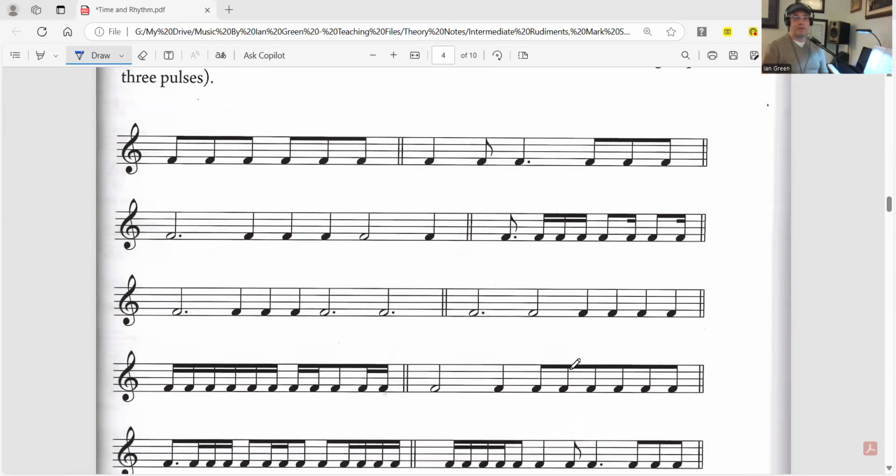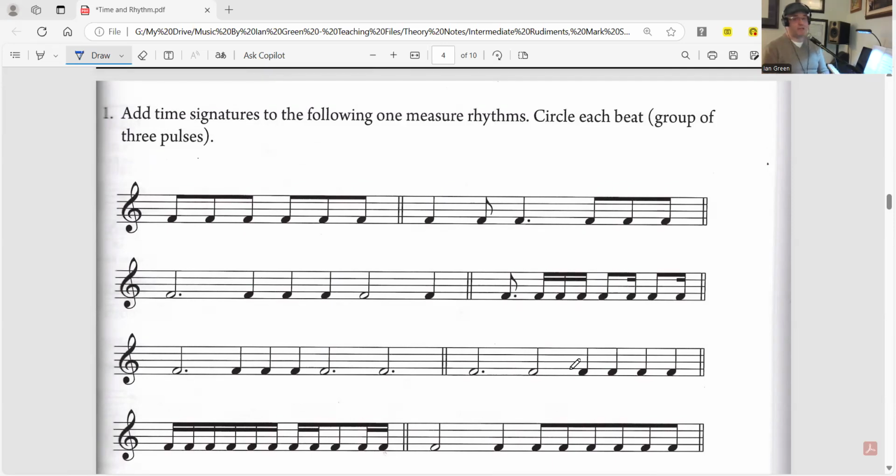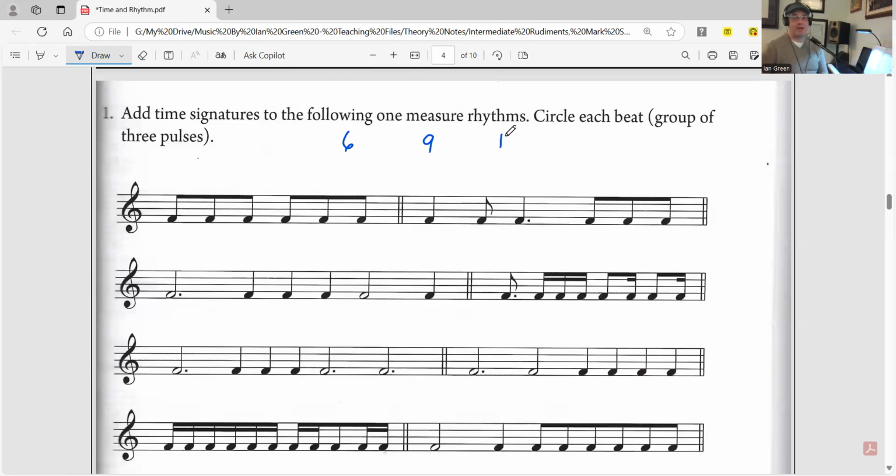Today we're going to be working on a couple of the questions to help digest the information on compound time. But first, let's review what compound time is. We can have compound duple time, which equals two groups of three beats, so that will equal 6. You can have either 6/8, 6/4, or 6/16. Compound triple time would be groups of 9 beats per bar, so 9/8, 9/4, or 9/16. And then you can also have compound quadruple time, which is groups of 12 beats per bar.